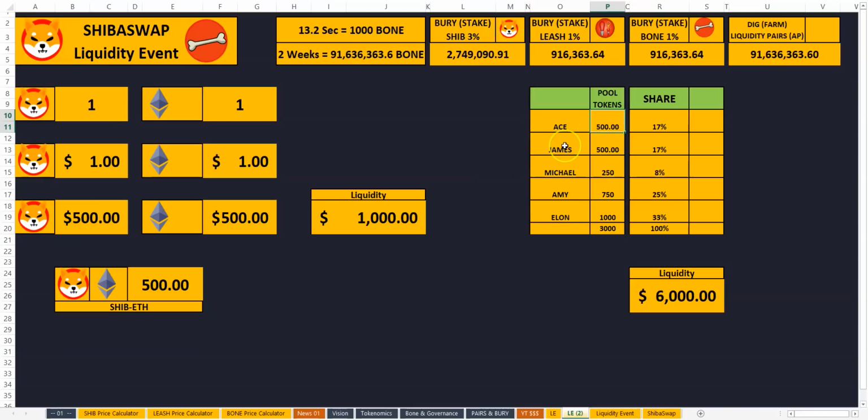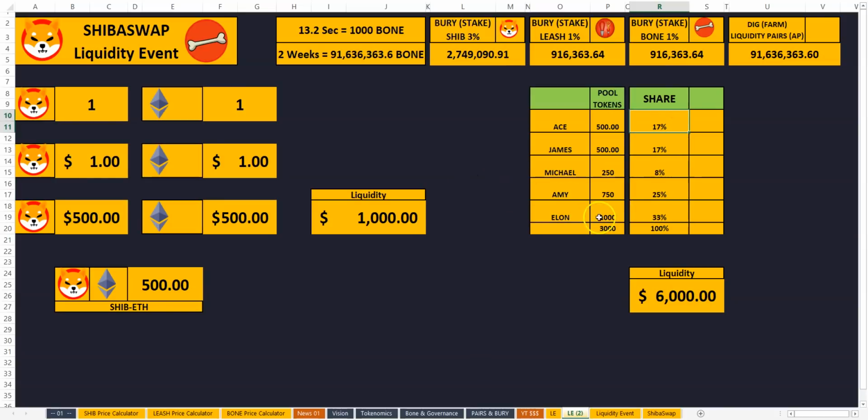That's my share. Then we have my friends here: James, Michael, Amy, and Elon. James has the same. Michael has 250. Amy has 750, and Elon has 1,000. This is how much ShibF each of these guys has. So this makes up our pool. In our pool, we have a total of 3,000 of these pool tokens, which makes up a total of 6,000 liquidity. And you see here, these are our different percentages.